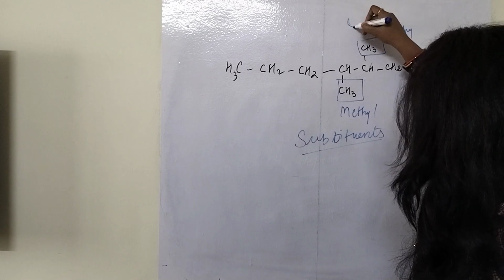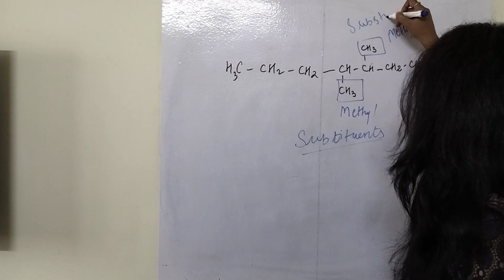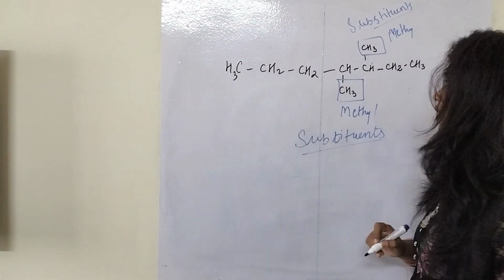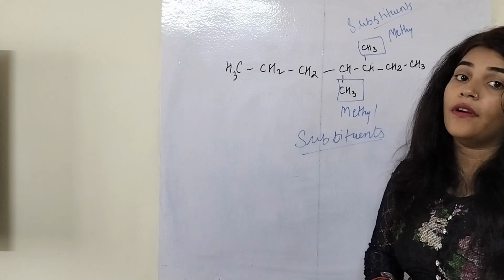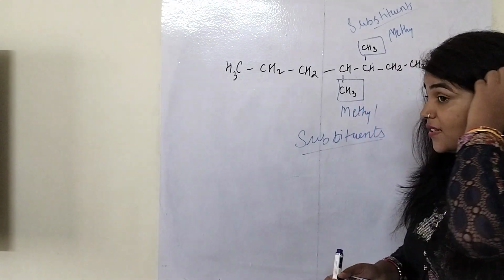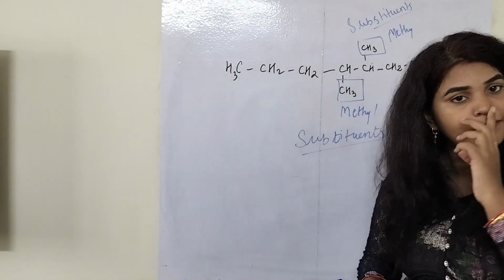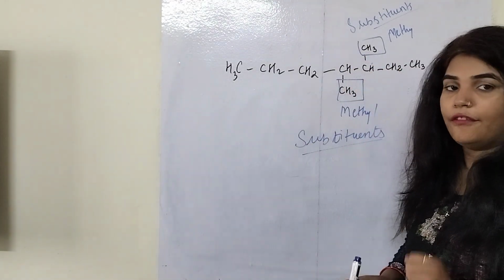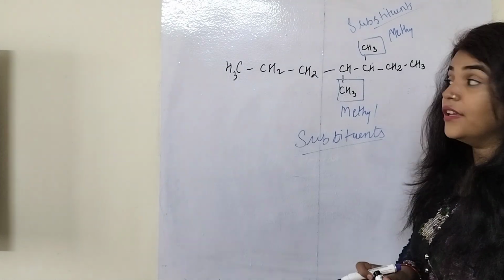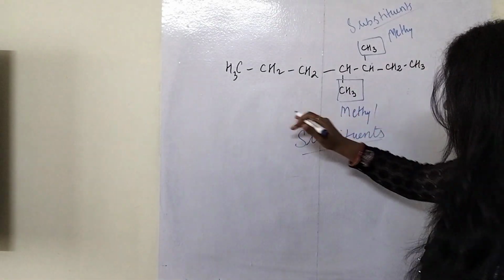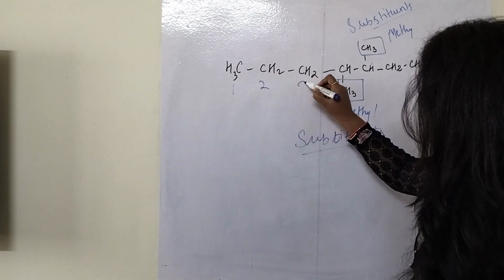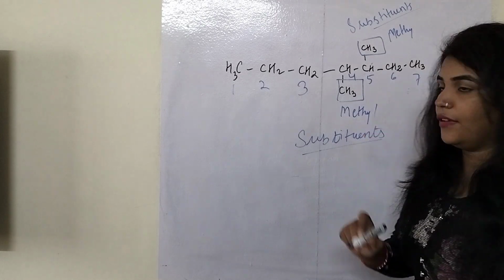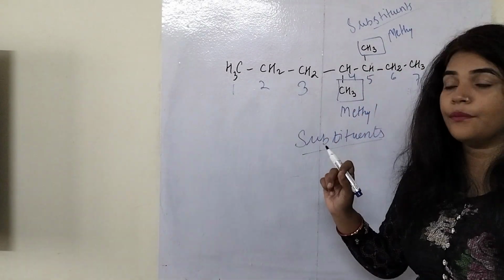Okay? These both are known as substituents. Okay? So now I have to give the numbering to the longest carbon chain so that my substituents get the lesser number. So that these substituents will get the lesser number when I give the name to the longest carbon chain. So if I give the number from this side, it will be 1, 2, 3, 4, 5, 6, 7. So what numbers are these substituents getting?